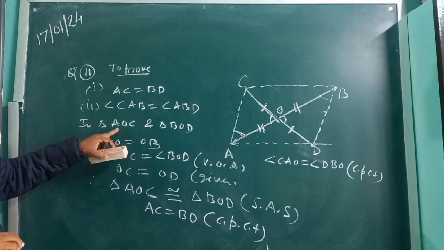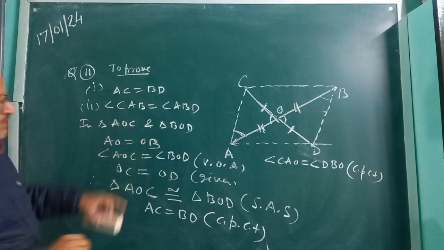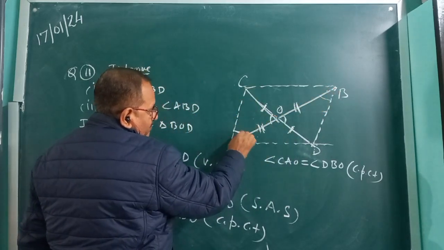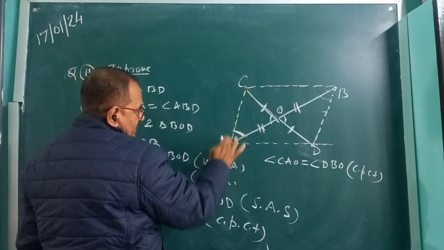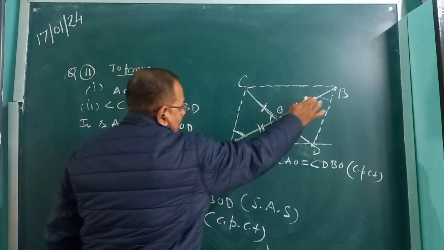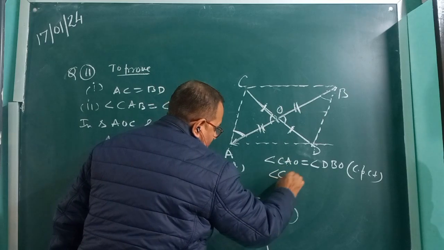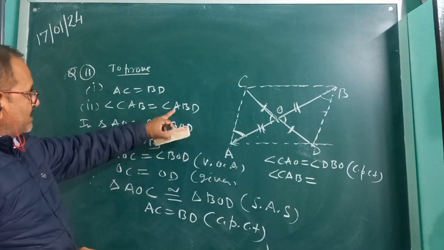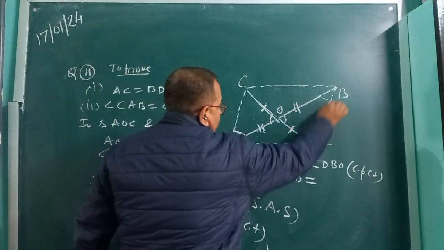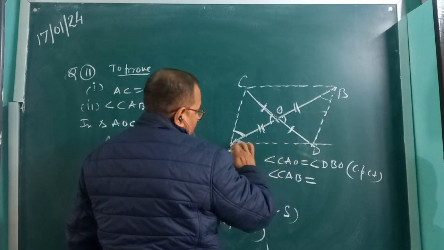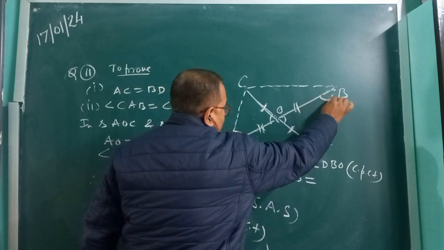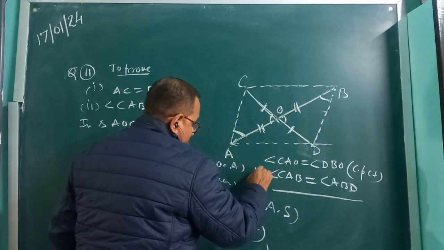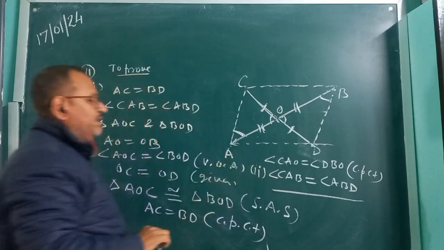What we have to prove here in the second part? CAB and CAO both represent the same angle A. CAO or we can say CAB. So in place of CAO, we can write CAB. And ABD: DBO and ABD both represent the same angle B. So this is the second part.